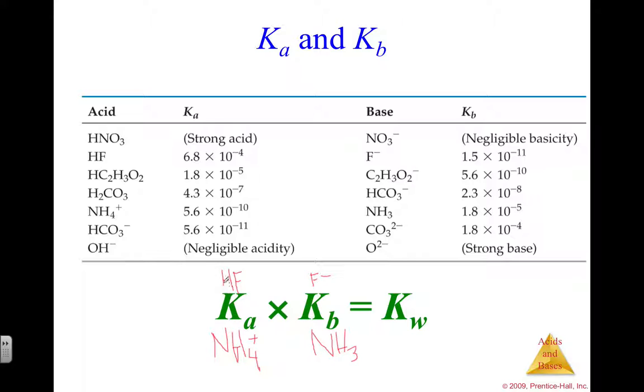So what does that tell me? As Ka gets larger, as your weak acid gets stronger, the Kb for the conjugate base gets smaller, or its conjugate base is weaker. So this goes back to a lecture from last week. The stronger the weak acid, the weaker its conjugate base. This is the mathematical kind of explanation of why that statement is true. Or the weaker the weak acid, the stronger its conjugate base.